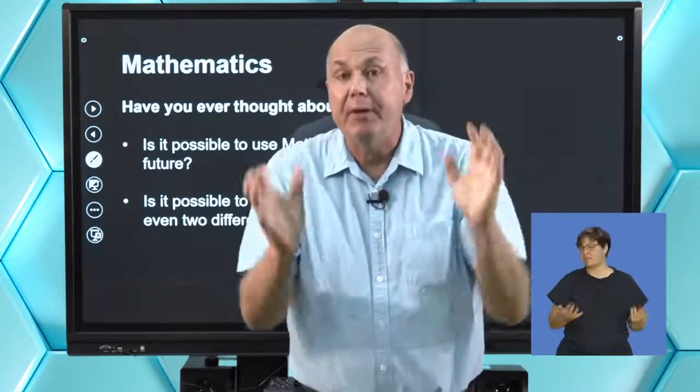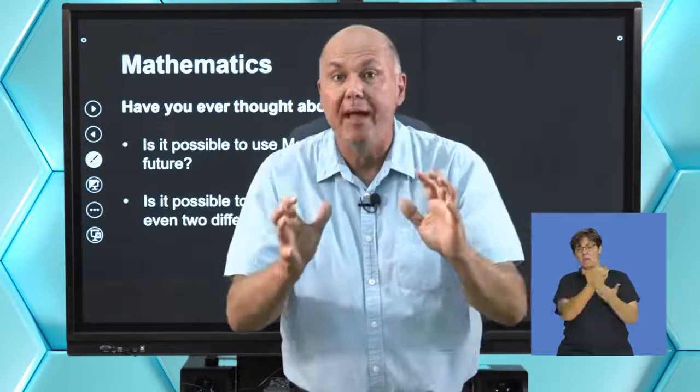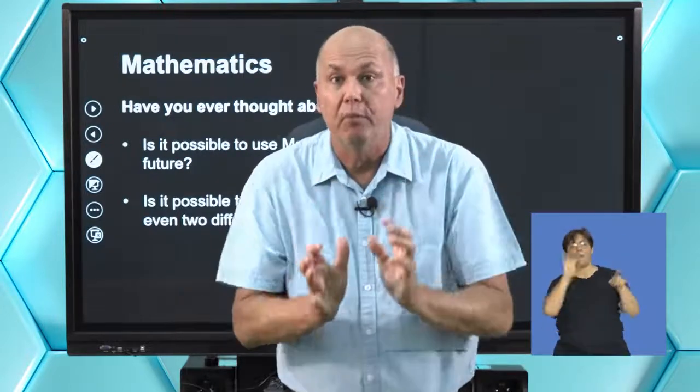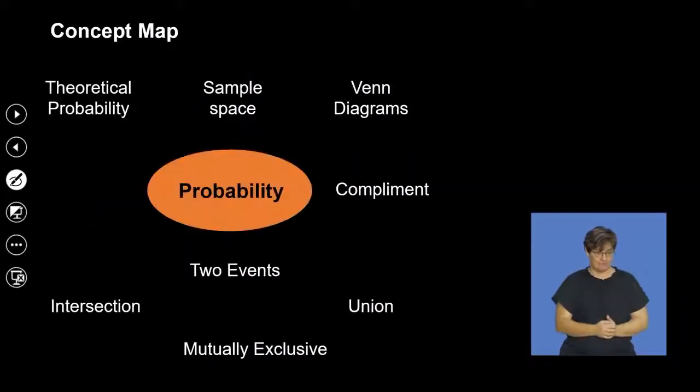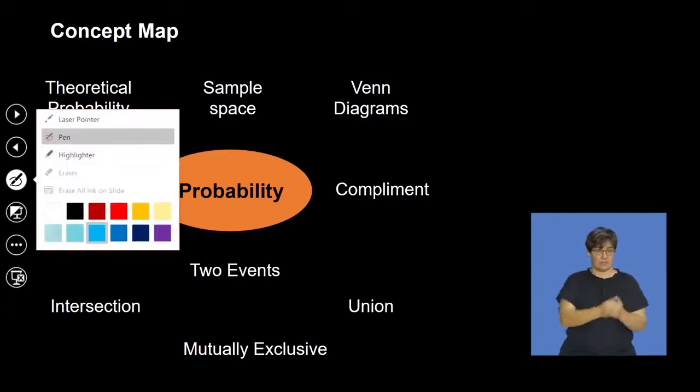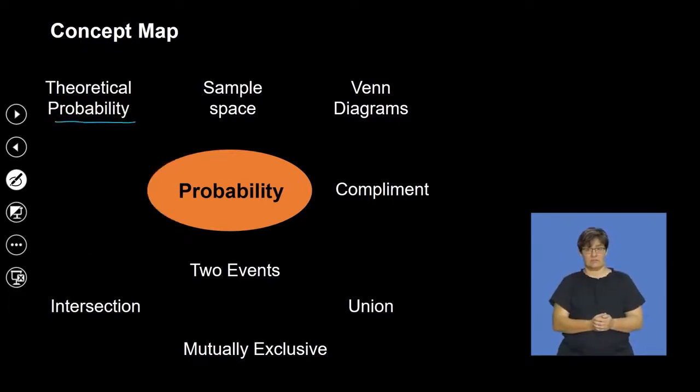So let's get a big picture idea by going through a concept map of all you need to know about probability. So in our concept map here, we're going to be covering certain things. We're going to be looking at the idea of theoretical probability. We're going to be looking at what is a sample space and how we can represent that sample space into different events or different sets, which we call Venn diagrams. In terms of the Venn diagram, we also introduce the word complement. We'll discuss a little bit about that.